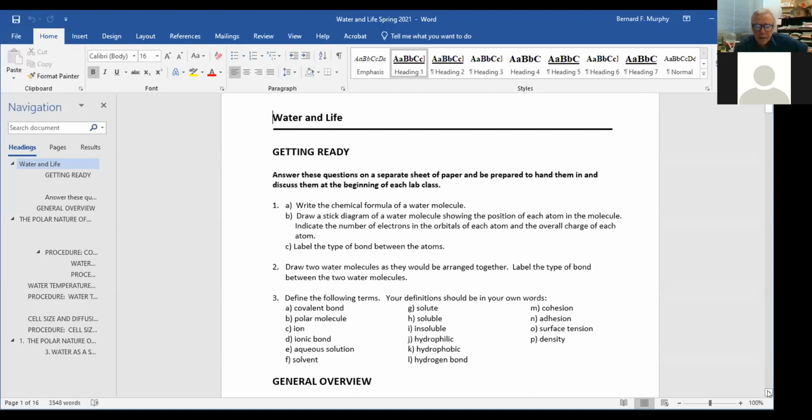Okay, I assume you could do this: write a chemical formula of a water molecule. We did that in the molecular models lab. And draw a stick figure of a water molecule showing the position of each atom, right? And then label the type of bond between the atoms, and that's going to be a polar covalent bond. Right? Between the oxygen and the hydrogen is polar covalent.